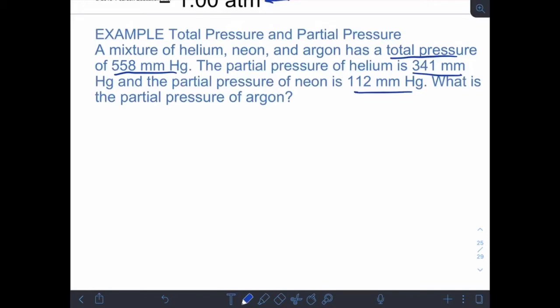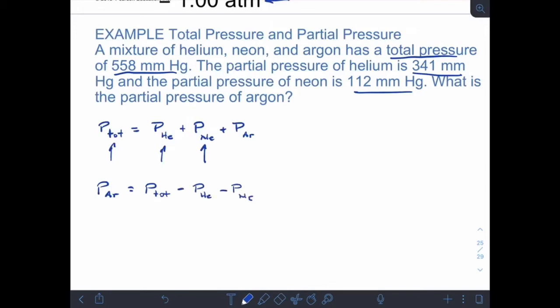Okay, so let's apply Dalton's law so that pressure total equals the pressure of the helium plus the pressure of the neon plus the pressure of the argon. So if I know this, and this, I can easily solve for the pressure of argon. So the pressure of argon simply equals the pressure total minus the pressure of the helium minus the pressure of the neon.